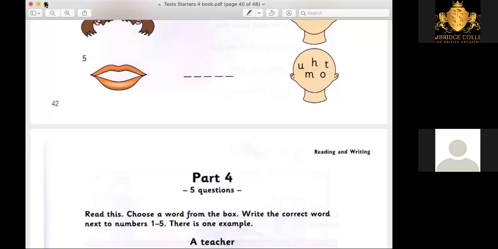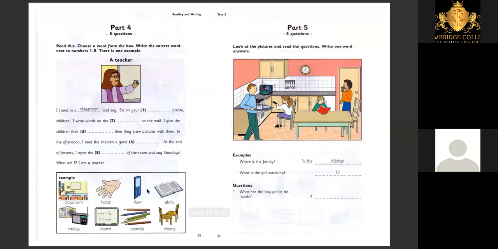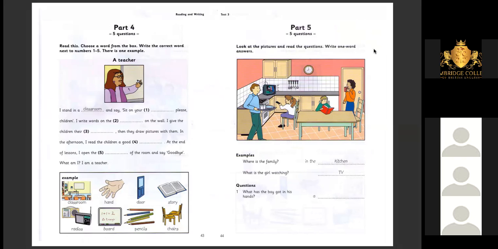So let's start our session for today. Let's start from book number 4. We have already completed last week up to part 3. So today we are going to start from part 4. Okay, now take your books with you and turn to page number 43, everybody.